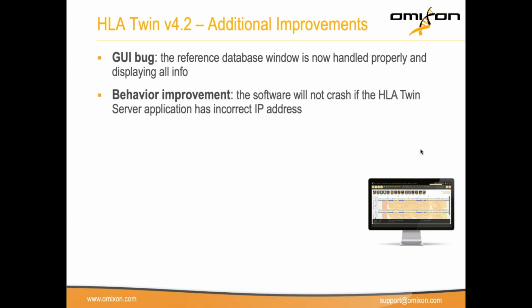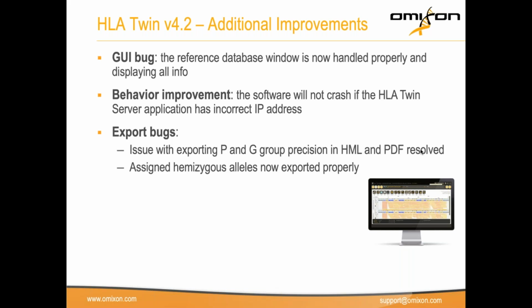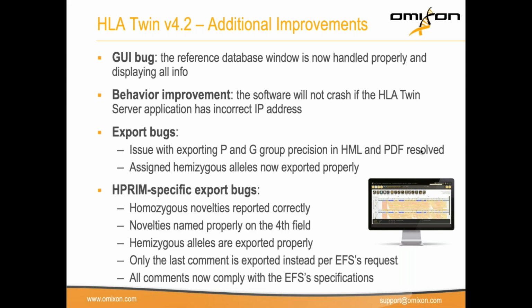There has been a behavioral improvement where the software will not crash if the HLA Twin server application has an incorrect IP address. It will still continue analyzing the samples as normal. Some export bugs have been fixed. An issue with exporting PNG group precision in HTML and PDF has been resolved, and assigned hemizygous alleles are now exported properly. There have also been a number of H-Prim specific export bugs.